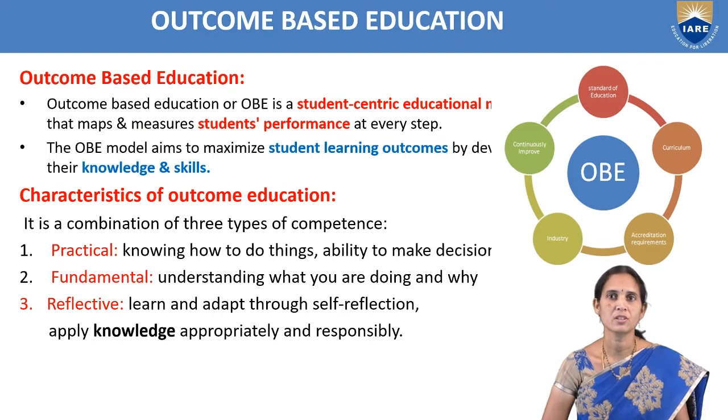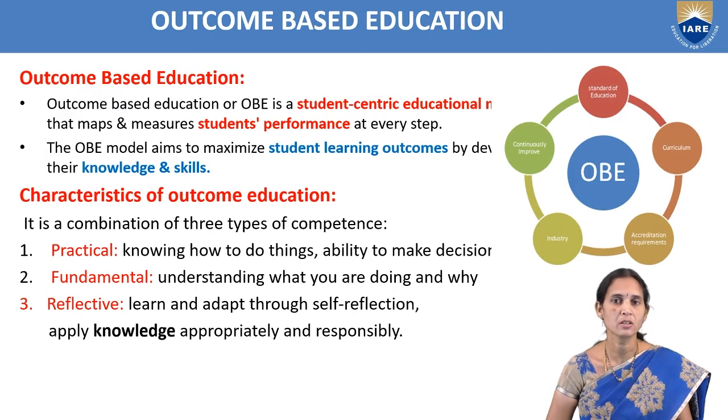What is outcome based education? Outcome based education, or OBE, is a student centric education that maps and measures student performance at every step. So what does OBE mean? It is student centric education that maps and measures student performance at every step. The OBE model aims to maximize student learning outcomes by developing their knowledge and skills. So what the student is developing is knowledge and skills through outcome based education.